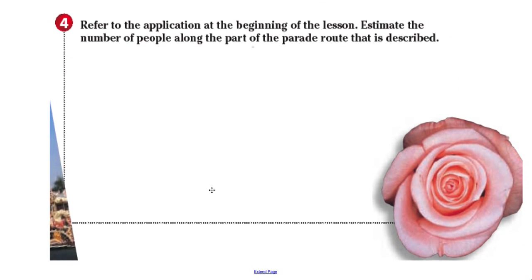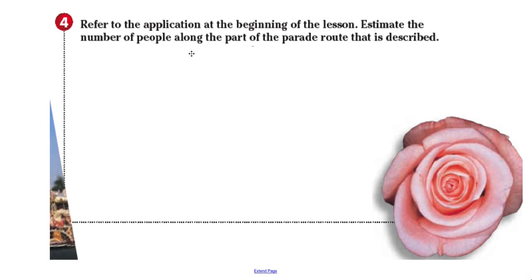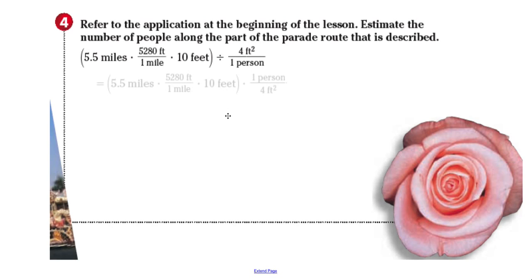And finally, let's go to example 4. Refer to the application at the beginning of the lesson. Estimate the number of people along the part of the parade route that is described. This is what we were asked to solve: 5.5 miles times 5,280 feet all over 1 mile times 10 feet divided by 4 square feet all over 1 person. First get the reciprocal of 4 square feet all over 1 person and multiply it. So now we have the same expression except that we are now multiplying by 1 person all over 4 square feet. Then we start cross-canceling our units.